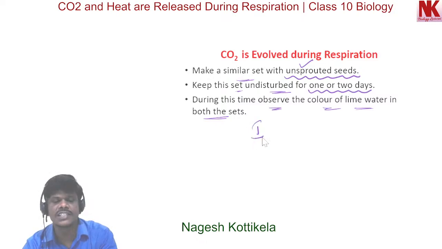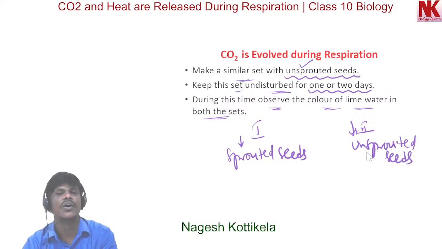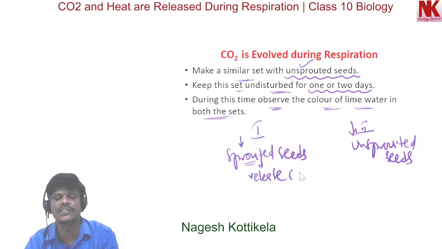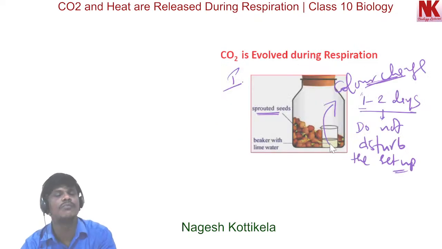In set number 1, sprouted seeds are used. In set number 2, unsprouted seeds are used. Obviously, in the sprouted seeds condition, they respire and release carbon dioxide. This is the product of aerobic respiration performed by the sprouted seeds. When this carbon dioxide reacts with the lime water, it turns milky white.